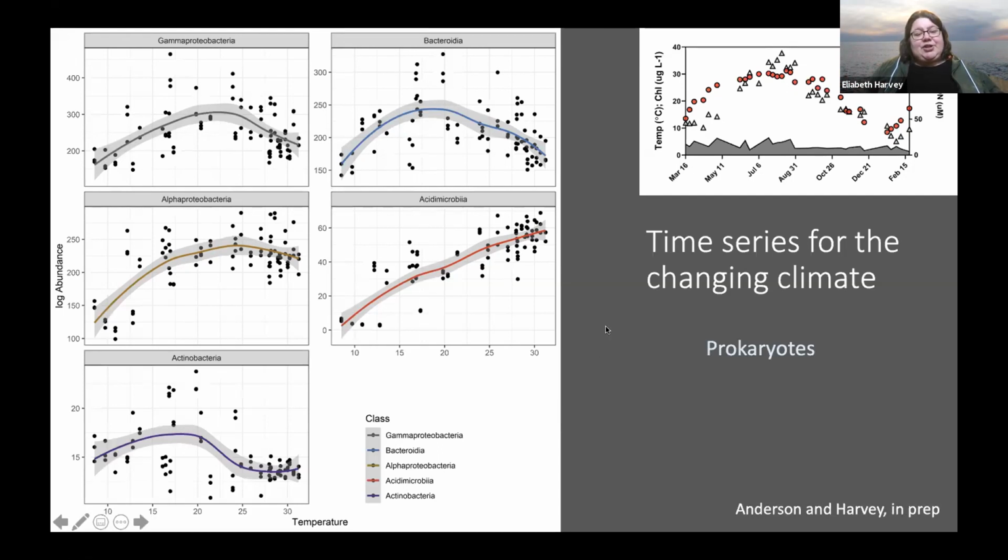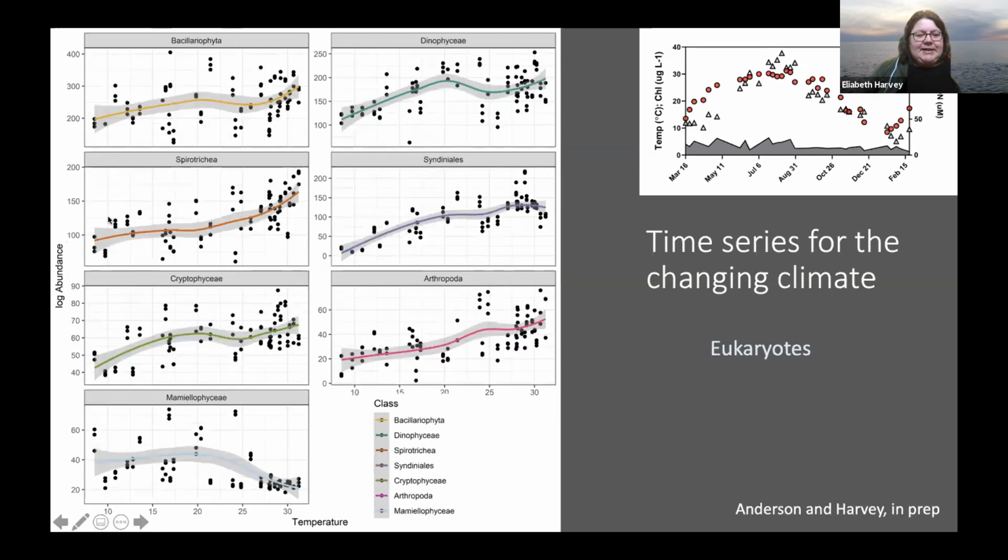And so we're trying to understand how temperature may drive these communities in the future. And so here's just an example of that. The prokaryotic community, you can see for some groups, their abundance is low in colder temperatures and they increase at higher temperatures. And there are some other really fun shapes that are involved there. There's certainly a seasonal component, but we're trying to use this to help us infer what will happen to these communities as the climate changes. So we can do that for prokaryotes and eukaryotes. These again are, here's your Syndinyales group.